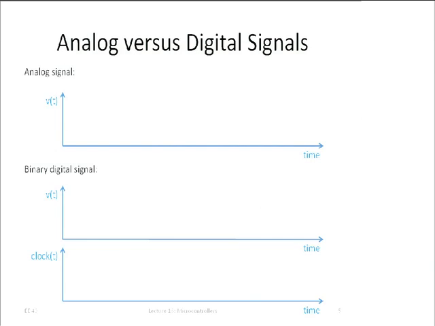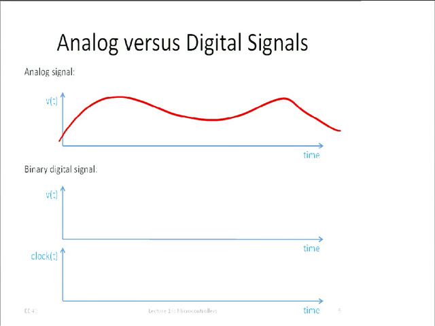It can change as a function of time. It can take on any voltage, right? Any voltage between, let's say, 0 and the supply, whatever, 3 volts, it can go to any of these voltages. A digital signal cannot do that.